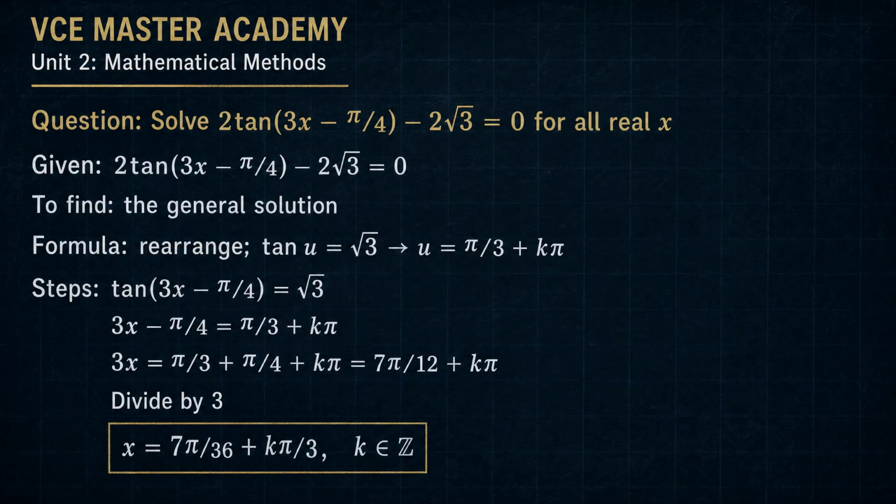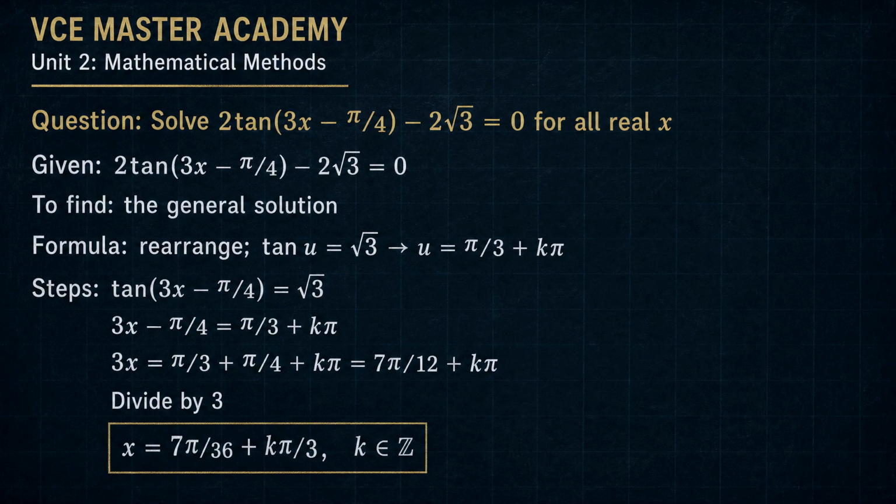Example 7. 8R level. Watch the same 4 steps carry us through. 2 tan of 3x minus pi over 4, minus 2 root 3 equals 0. Tidy up. Add 2 root 3. Divide by 2. Tan of the bracket equals root 3. Find one angle. Tan is root 3 at pi over 3. Copy the family. Tangent steps by pi. So 3x minus pi over 4 equals pi over 3 plus k pi.